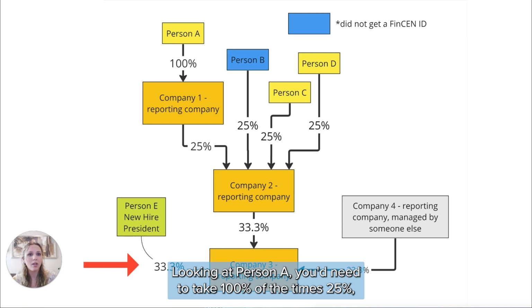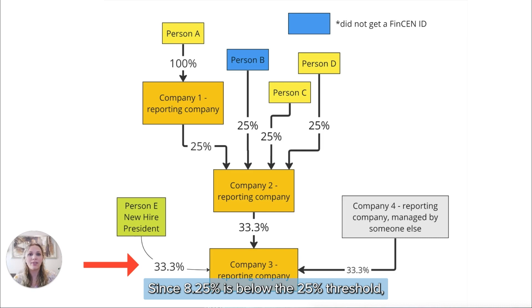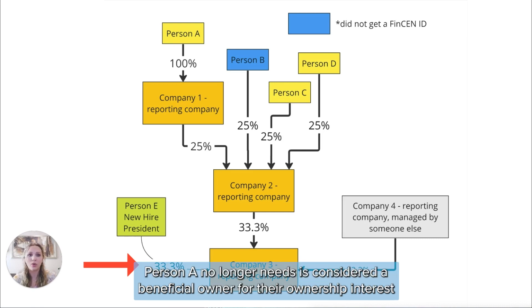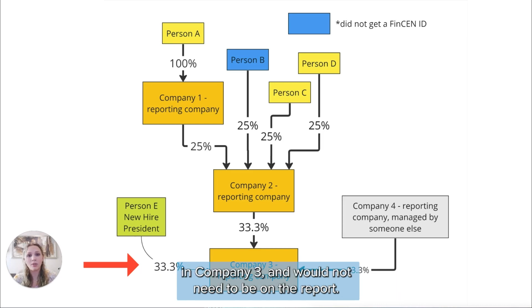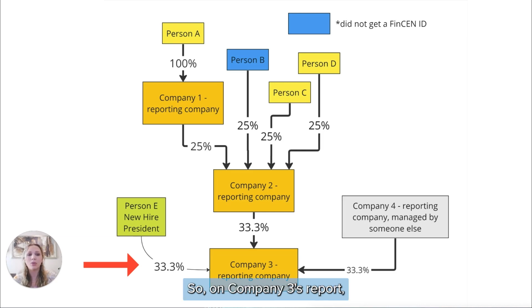Looking at person A, you'd need to take 100% times 25% times 33.3%, which gets you 8.25%. Since 8.25 is below the 25% threshold, person A no longer is considered a beneficial owner for their ownership interest in Company 3 and would not need to be on the report. The same thing is going to apply for person B, C, and D, as their multiplication is 25% times 33.3%. So, on Company 3's report, they would need to report person E and maybe even someone from Company 4.